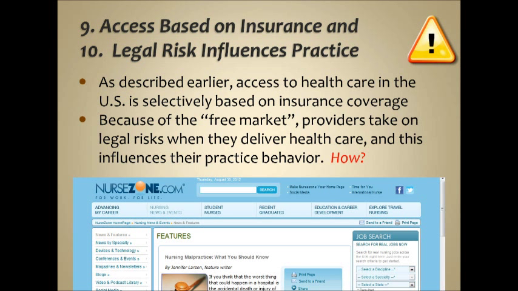As described earlier, you pretty much need health insurance to get health care. And because of the free market, providers take on legal risks when they deliver the health care. They are doing some sort of competition. And so when they offer a service and it has risks, they also have to have insurance against being sued. Even nurses do, as you can see on the slide.